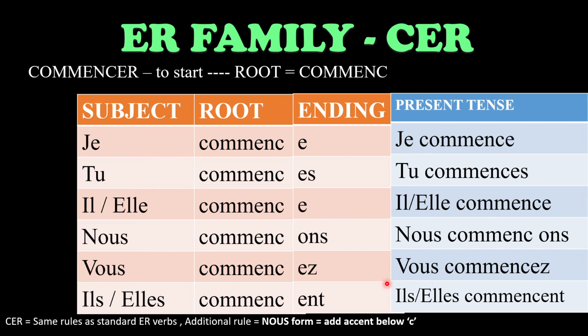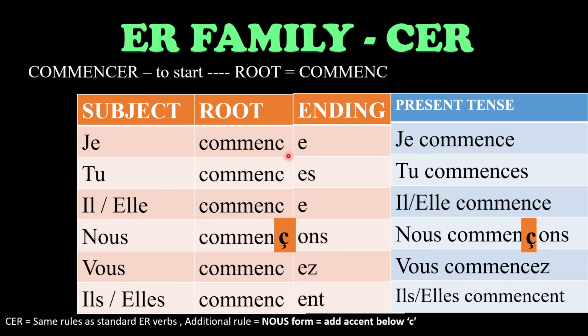Listen carefully. The only extra rule for the CER family in the present tense is for the nous form, and for only the nous form, the C before the ONS is replaced by a C with the cédille. I'm repeating, the only additional rule for the CER verbs in the present tense is for the nous form, you have to substitute the C with the C cédille before the ONS. Okay, now I'll tell you why that happens.